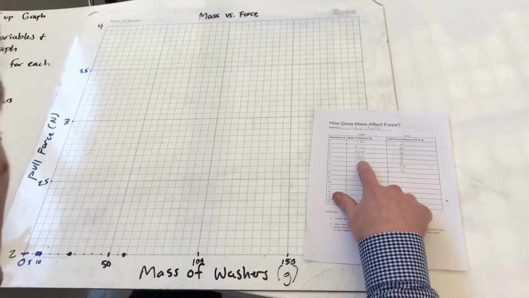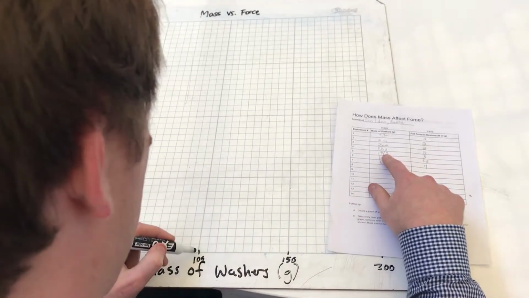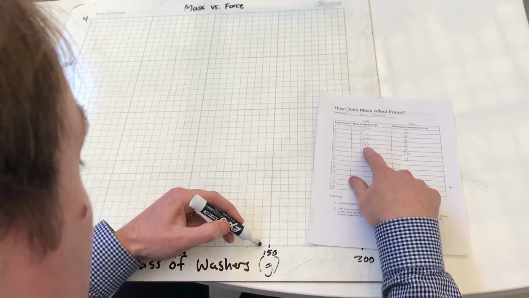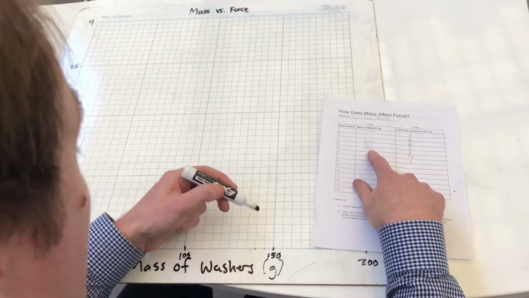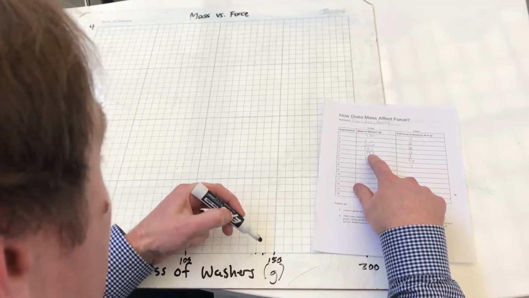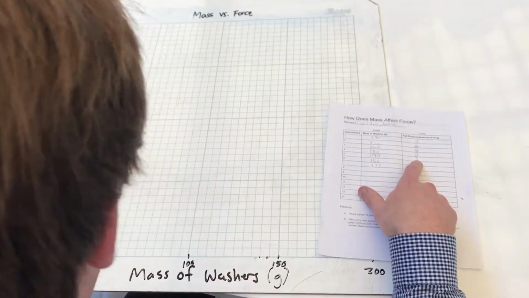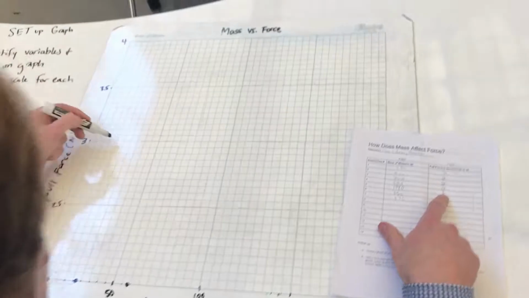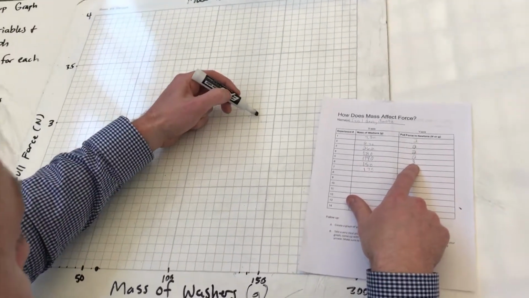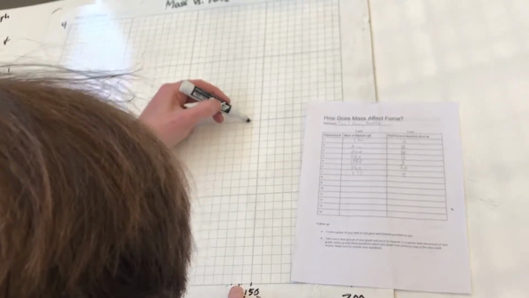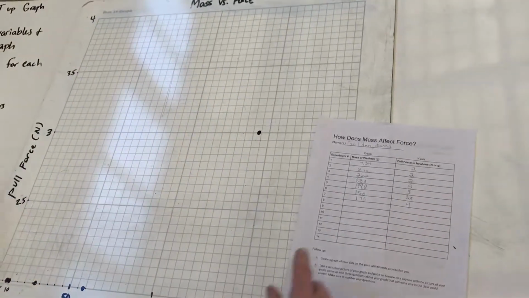The next one is 144. So here's 100, here's 150. I know we're counting by 5s on this, so this is 145, this is 140. So 144 would be right here. And then the pull force is actually up to 3. So 3 is over here on the y-axis, and I go all the way from 3 over to where I made that little point right there. That's my next dot.